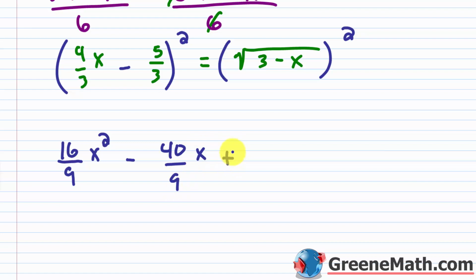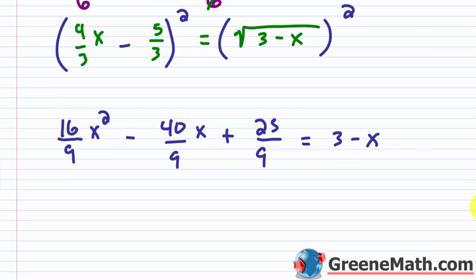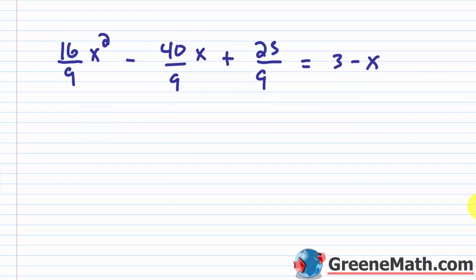Then plus, you're lastly going to have 5/3 squared. 5 squared is 25, and then 3 squared is 9. So this is equal to, over here, the square root of 3 minus x being squared is just 3 minus x. So now, to clean this up, I'm going to multiply both sides of the equation by 9. If I multiply these guys by 9, the denominators would just be cleared, right?